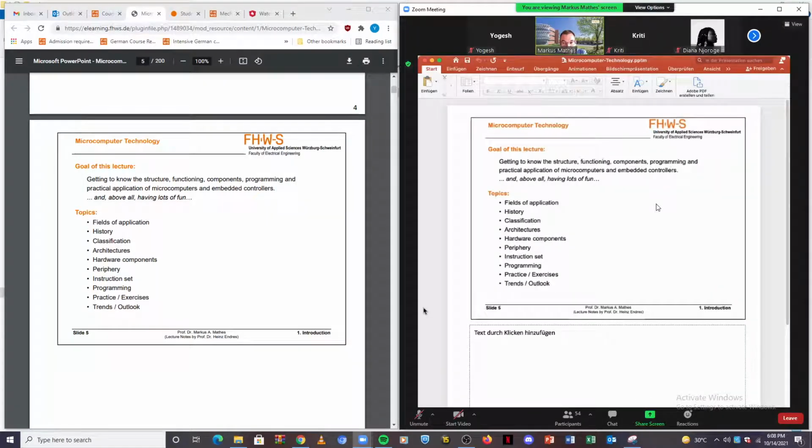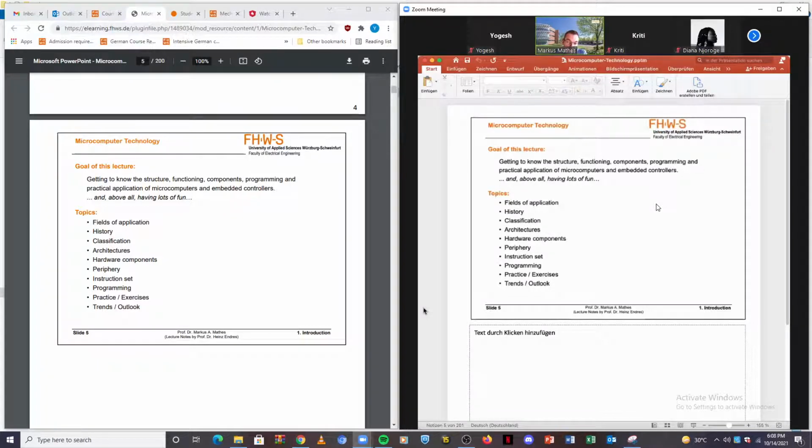Some topics we will cover in the next weeks. Today we talk about fields of application and history, and then in the next 2 weeks, we cover different classifications for microcomputers. We cover different architectures. We talk about the hardware components within a microcomputer. We will talk about periphery, so in the end everything outside of the CPU, everything that's connected via an interface or via a bus system to your CPU, that's periphery.